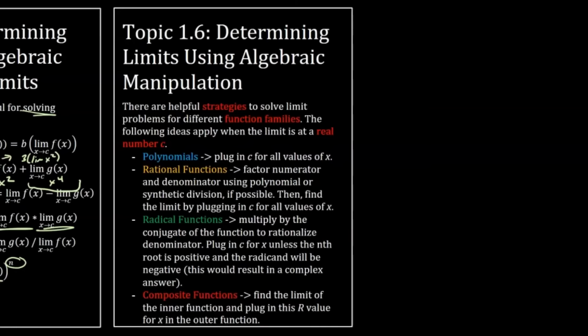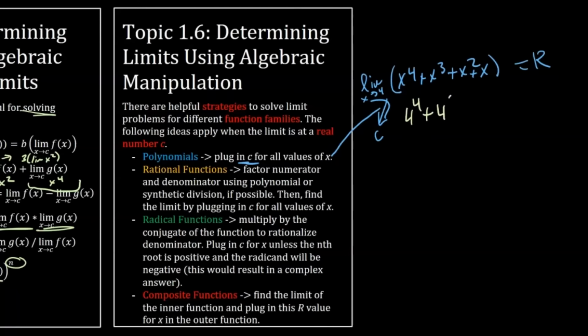But if you're given a function, there are several different ways to solve, and it depends on the function family that you're given. Let's say I have a polynomial function, something like x to the 4th plus x to the 3rd plus x to the 2nd plus x to the 1st. We're trying to find the limit of this function as x approaches 4. What is this equal to? Well, our rule is that we just simply plug in c, and this is our c value. So we would get 4 to the 4th plus 4 to the 3rd plus 4 to the 2nd plus 4. And that is equal to our answer.